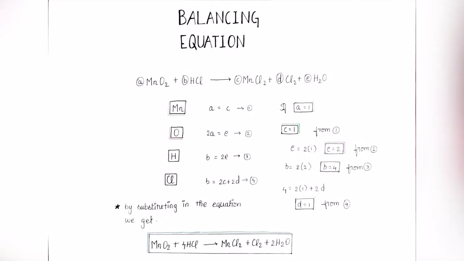And for solving these algebraic expressions, we assume A equal to 1. If A equal to 1, then C is equal to 1, which we derive from the first equation, and E will be 2, which was derived from the second equation, and B will be 4, which will be derived from the third equation, and finally D will be 1, derived from the fourth equation. And now we have the values for the 5 variables, and the next step is to substitute the values of the variables in the equation.